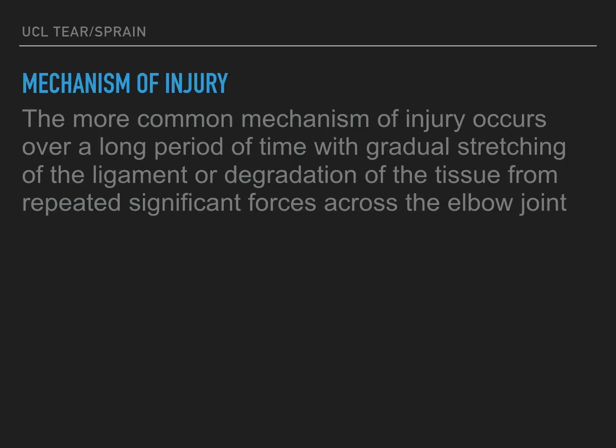The mechanism of the injury. The more common mechanism of the injury occurs over a long period of time with gradual stretching of the ligament or degradation of the tissue from repeated significant force across the elbow joint.